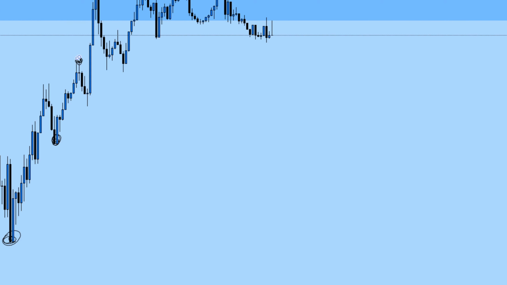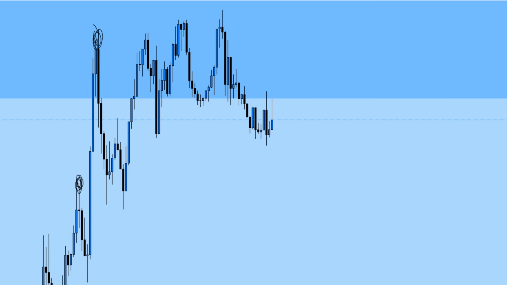What I'm waiting for now is the invalidation of this move and this move right here. Or if I even want to take it a step further, I could zoom in more and use the 1-minute, although it wouldn't be as strong. So price action does its thing. What happens? Right over here, we get that invalidation.